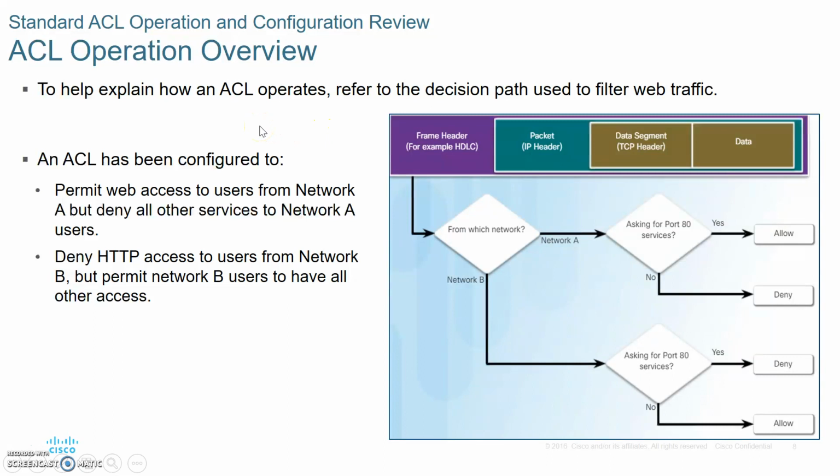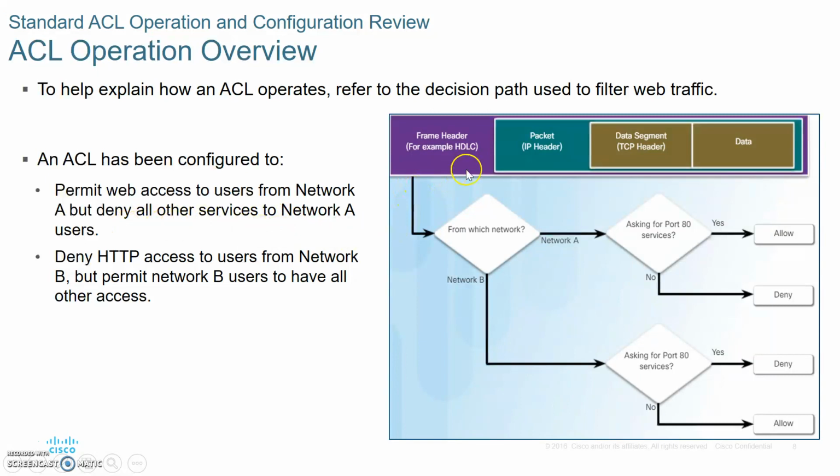Okay, this is one example of how an ACL will work. Let's say an ACL has been configured on the router to examine every single packet. If you remember, a packet will have a frame header which contains the MAC address, an IP header which contains the source and destination IP address, a TCP header which contains the source port and destination port, and the data that this packet is supposed to carry. So an ACL has been configured to permit web access to users from network A, but deny all other services to these network A users.